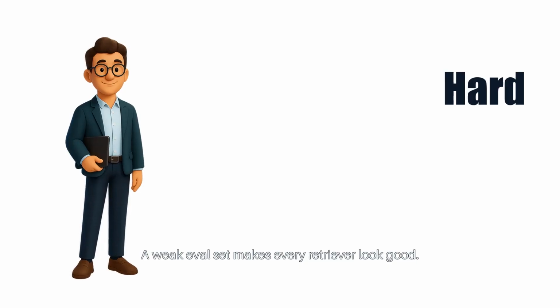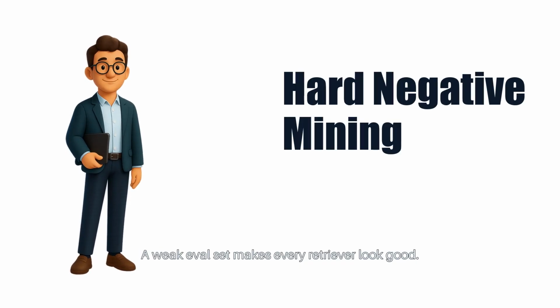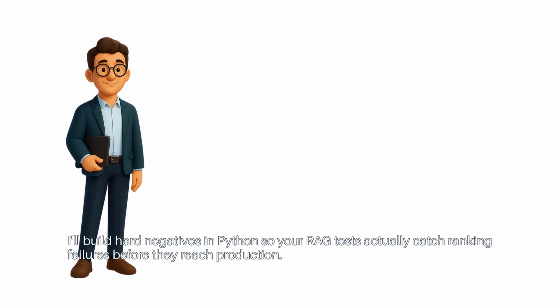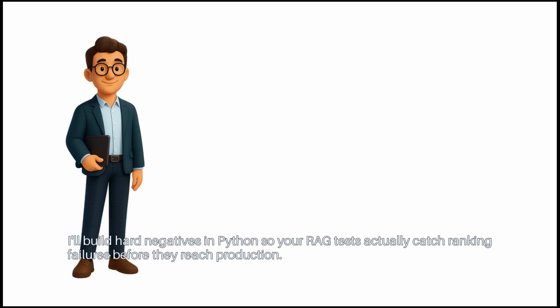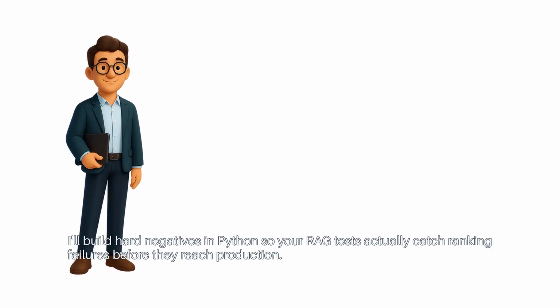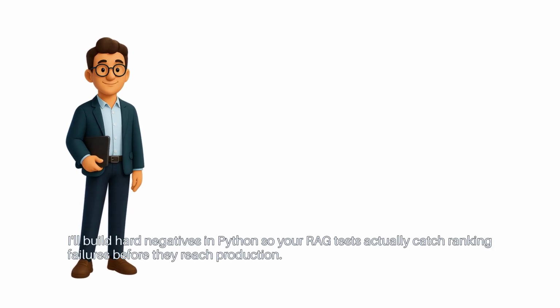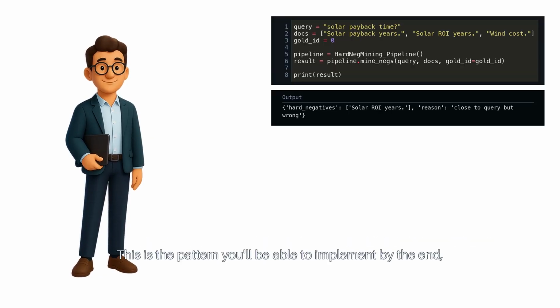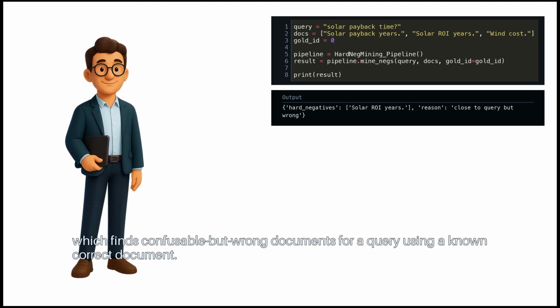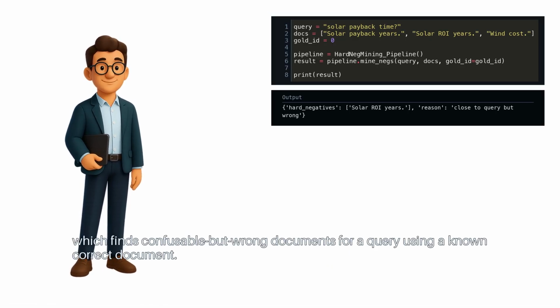A weak eval set makes every retriever look good. I'll build hard negatives in Python, so your RAG tests actually catch ranking failures before they reach production. This is the pattern you'll be able to implement by the end, which finds confusable but wrong documents for a query using a known correct document.